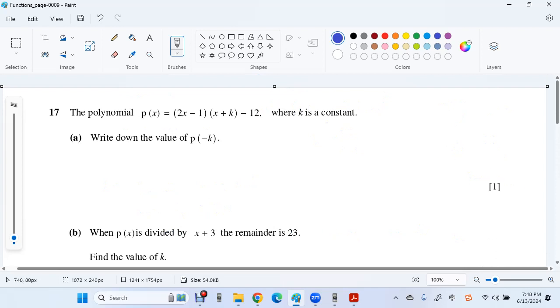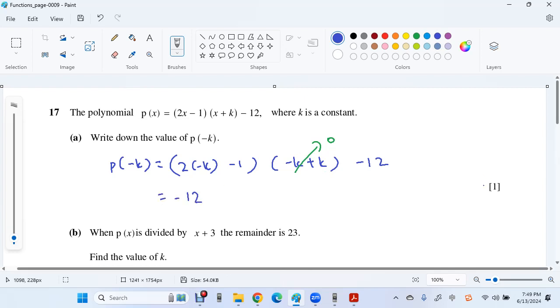Question number 17. Polynomial p(x) is this. We want to write down the value of p(-k). So p(-k) will be (2(-k) minus 1) times (-k plus k minus 12). So this one will become 0, and multiplying with 0 will be 0. So the answer will be -12.